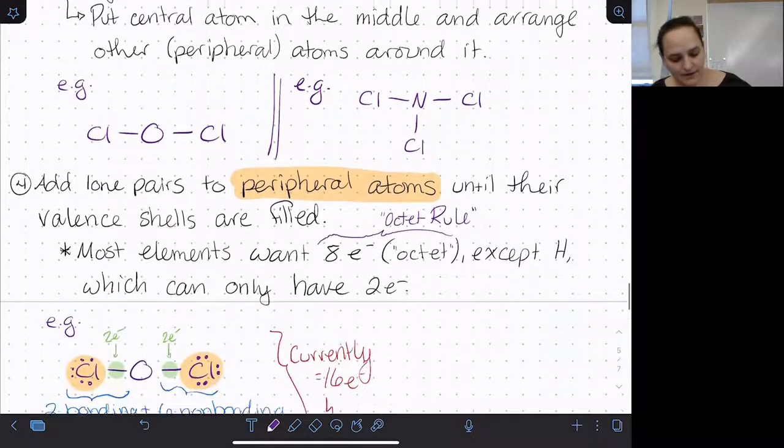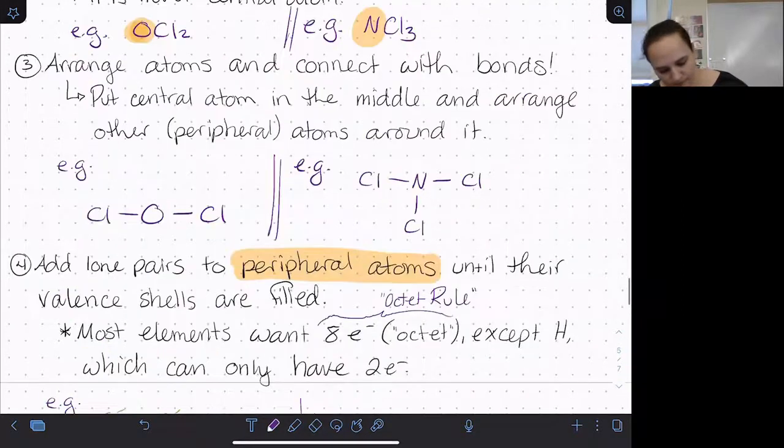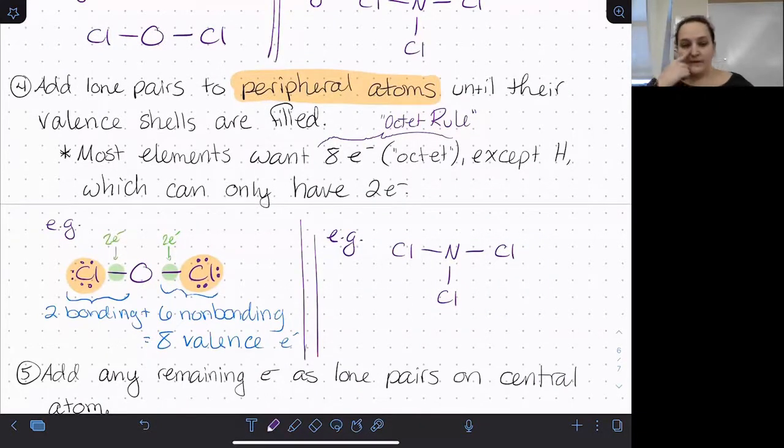So now we can start adding more electrons to our structure by filling up my peripheral atoms. So we are once again looking to fill up our peripheral atoms first. Each of those is currently involved in one bond, which means that each of them currently has 2 valence electrons as our structure is drawn.